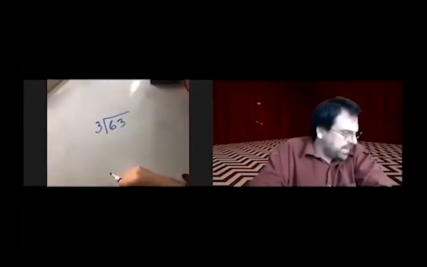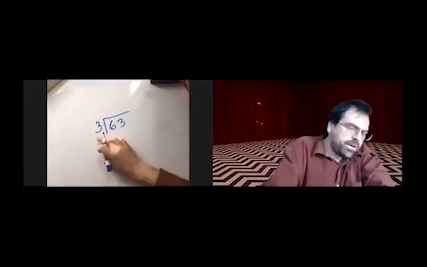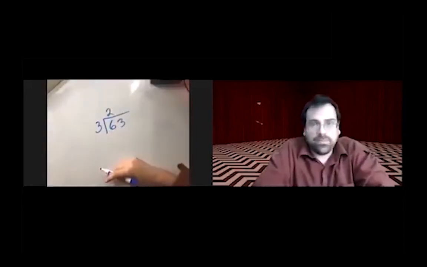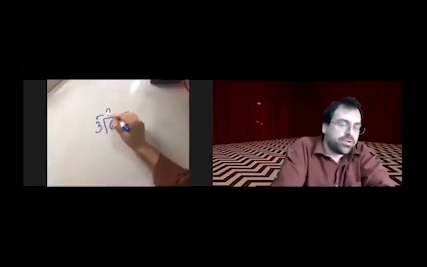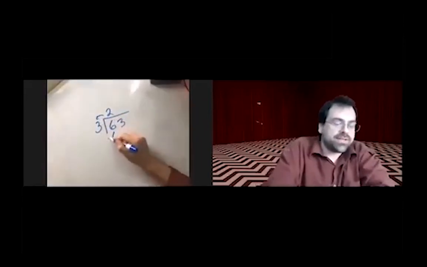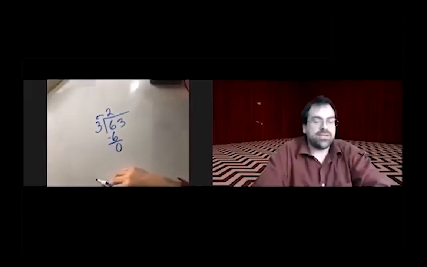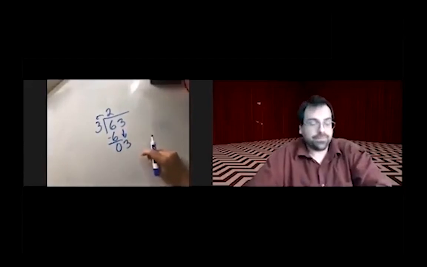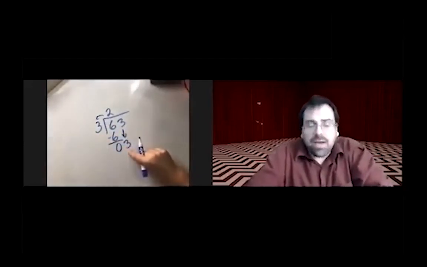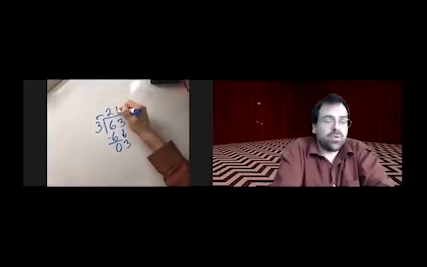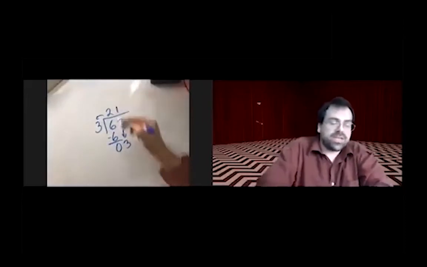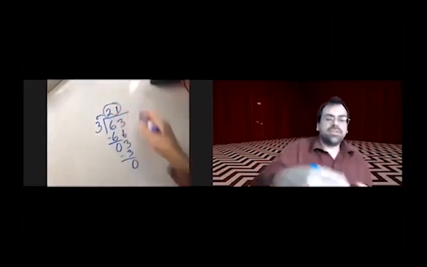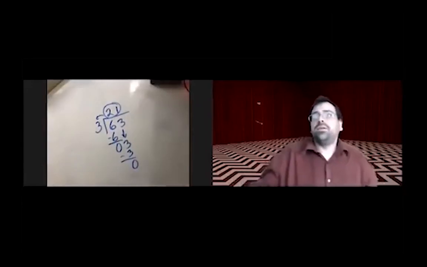63 divided by 3. 3 goes into 6 how many times without going over? 2. Multiply around the corner. 2 times 3 is what? 6. Subtract, we get 0. We're not done though, because we bring down the next number. 3 goes into 3. How many times without going over? 1. That 1 you just wrote times 3 is 3. We subtract, we get 0. Nothing else to bring down. No remainder.